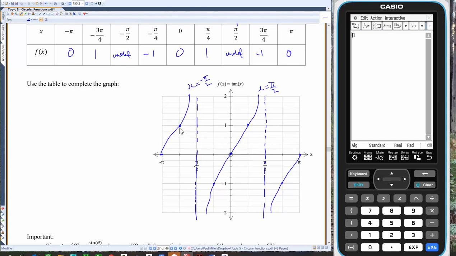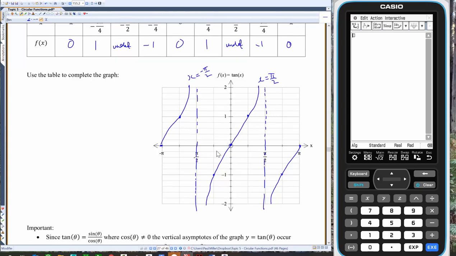Right, so there's our basic tan function. Asymptotes at pi on 2 and negative pi on 2. Asymptotic behavior around those points. All right.